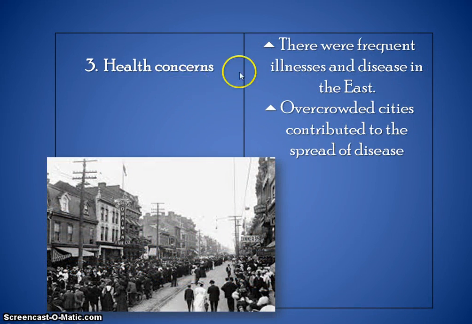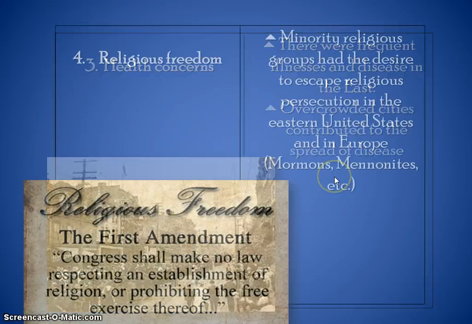Health concerns in the east. There were frequent illnesses and diseases in the east. Again, this is because the cities were so crowded. Can you guess, is this a push or a pull factor? Overcrowded cities contributed to the spread of disease. You should be saying to yourself for each of these, is this a push or a pull?